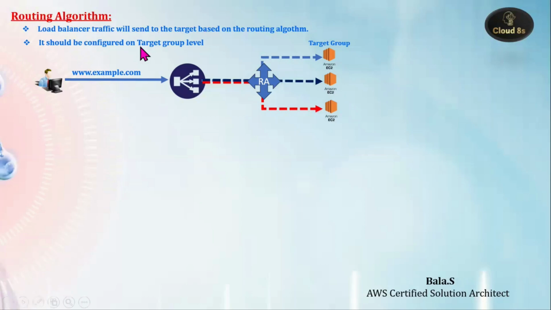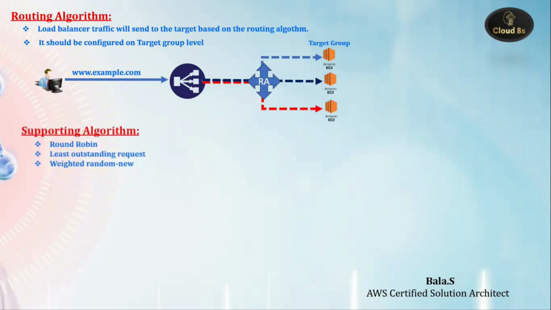What are the algorithms available on the load balancer and what are the differences between them, we will see in the upcoming slides. Basically, AWS supports three kinds of algorithms. The first one is round robin, the second one is least outstanding request, and the third one is weighted random. This is a new one added by AWS. We will discuss them one by one in the upcoming slides.